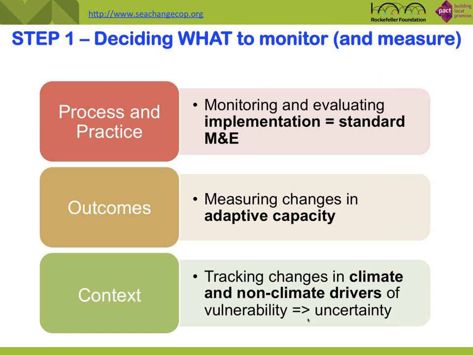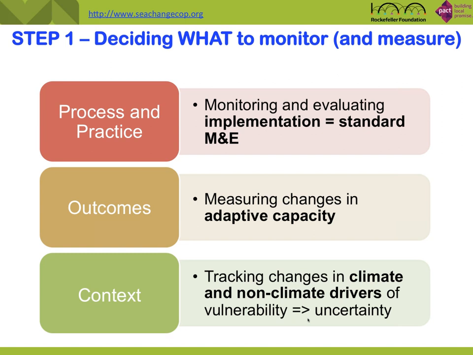So the second type of information concerns outcomes, and here we essentially need to assess the impact stemming from whatever we are trying to implement with the adaptation plans. It concerns information on change to the vulnerability and adaptive capacity of different groups at the community level, because if we actually don't see a change, we are not accomplishing what we set out to do.